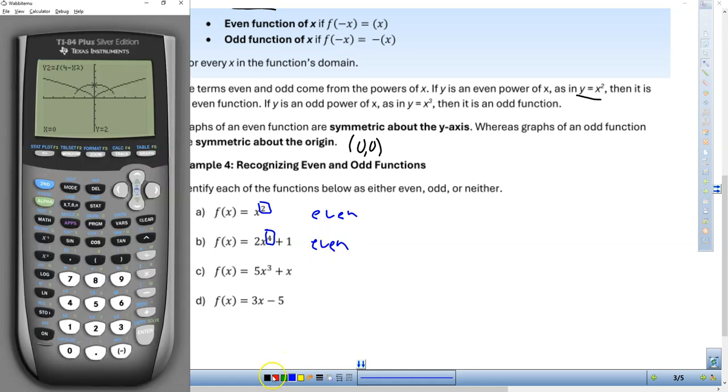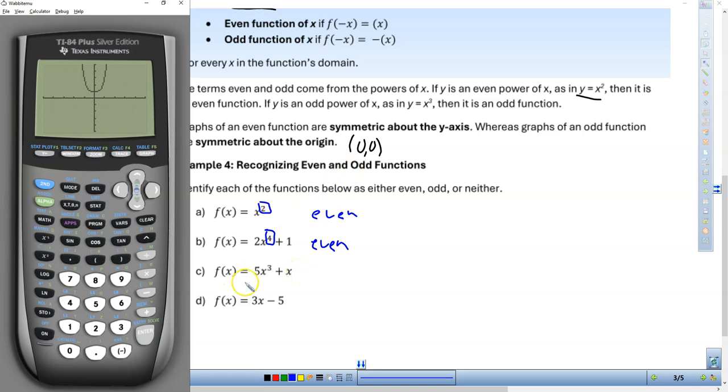And I can easily verify that by coming over to my calculator. And I can plug that in. So let's just go ahead and plug in 2x to the power of 2, and I'm going to add 1. And we should see a function that is parabolic in shape. All that plus 1 did is simply shift that up 1 on the axis. The function itself, you notice, is still symmetric about the y-axis, which means it's still an even function.